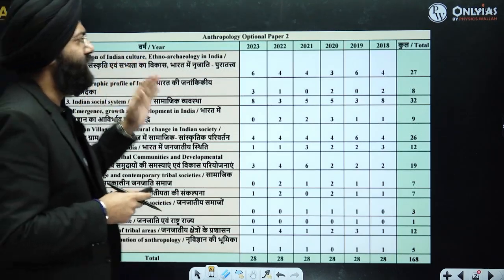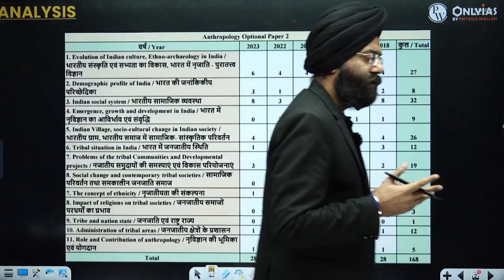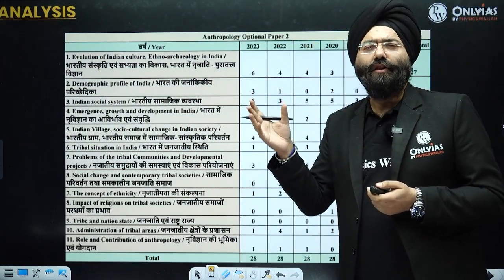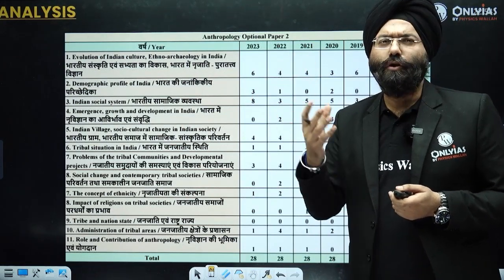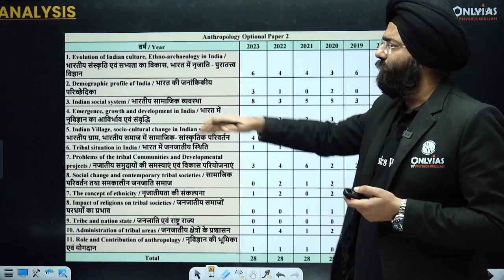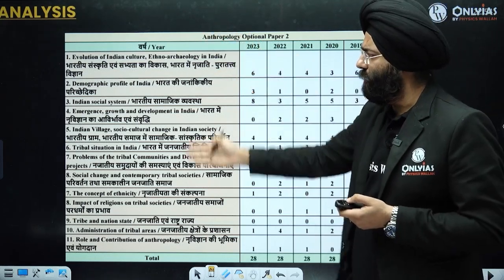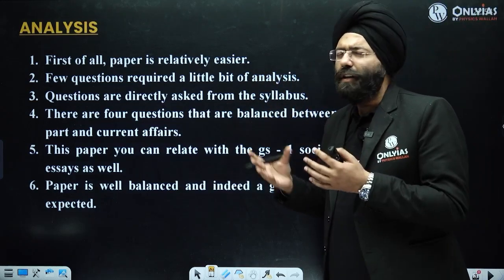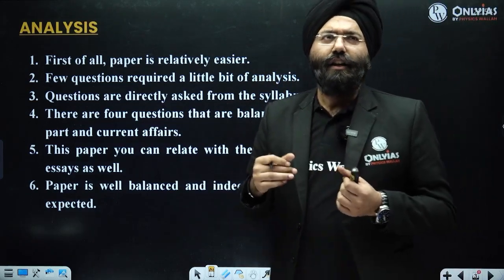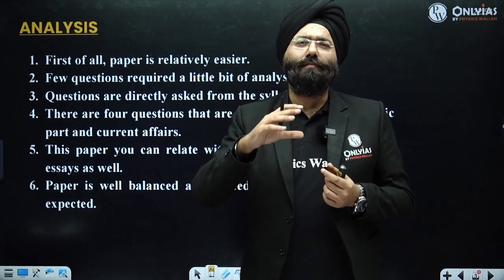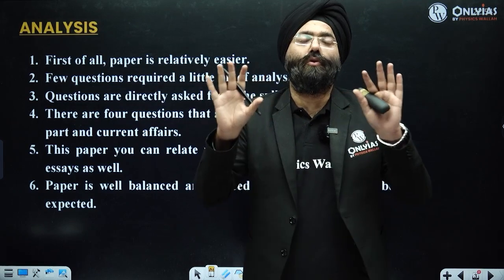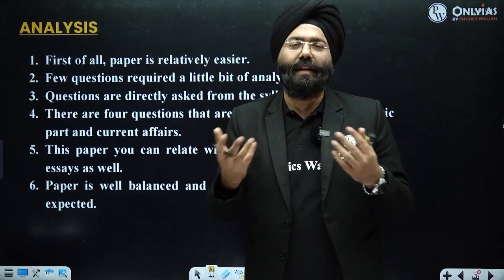Okay, this is a basic trend of what questions have been asked from what topics. We had an outline in the previous video also, where we showed you from all what topics the questions have been asked. So this is a brief overview of that. Along with it, the analysis that we see is that the paper was relatively easy, right? Questions required a little bit of analysis. Obviously, you had to understand the question. That is the most important thing. If you don't understand the question, it makes absolutely no sense.